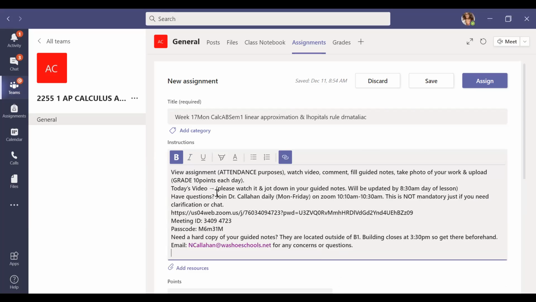Make sure you view the assignment, watch the video, fill out your guided notes, take a picture of your work and upload it to this assignment. You don't have to do that from Monday through Friday. You don't really have to upload anything, mainly because your assignment generally will be on Math Excel and also AP College Board. However, if you would like to, you could take a photo of it and upload it onto this as well. Today's video will be uploaded by 8:30 on week 17 Monday.